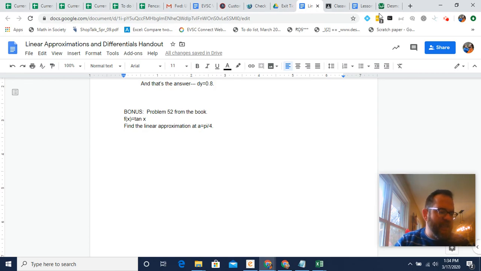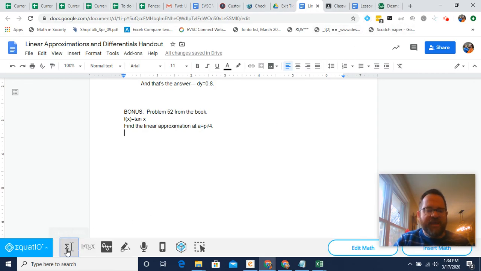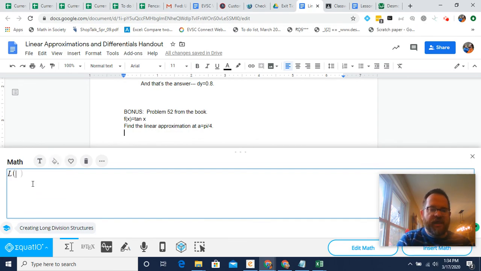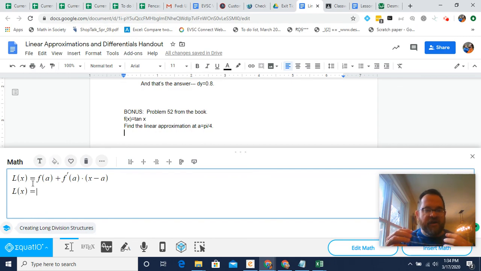We're going to say, let's go over here. I'm going to bring up some math. Let's say that we want L of x is equal to f of a plus f prime of a times x minus a. And f of a will be, our function is tangent, and a is pi over 4. The tangent of pi over 4 is 1. Again, feel free to look on a unit circle or something like that. The f prime of a is the derivative of the tangent. Derivative of tangent is secant squared. Secant squared is the same thing as 1 over cosine squared.